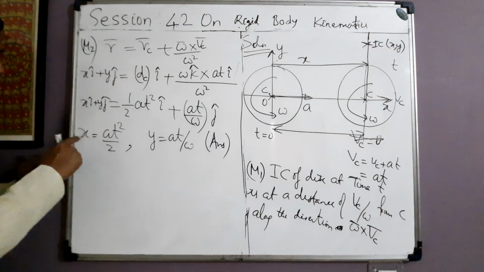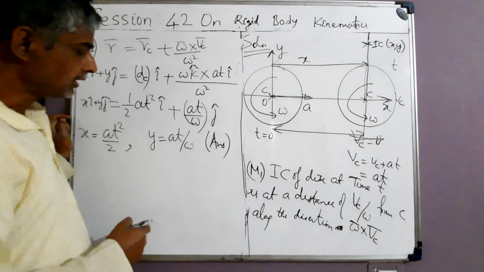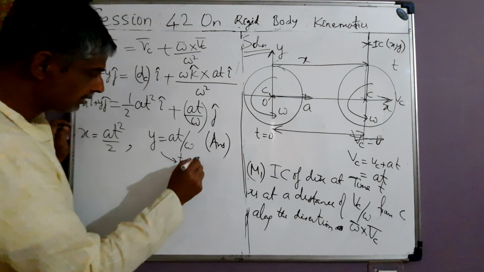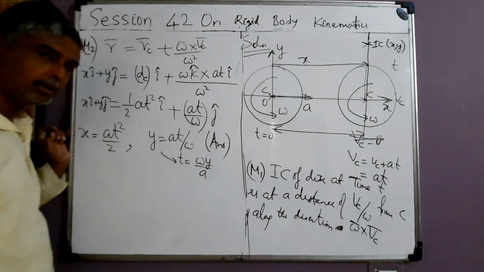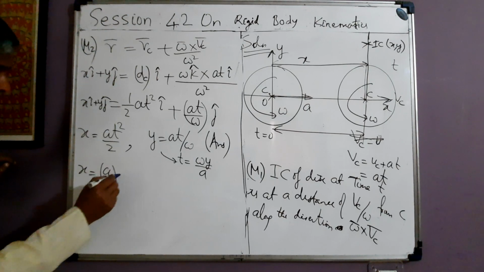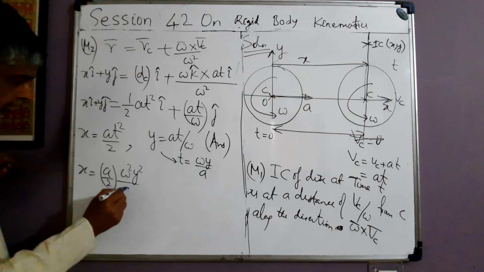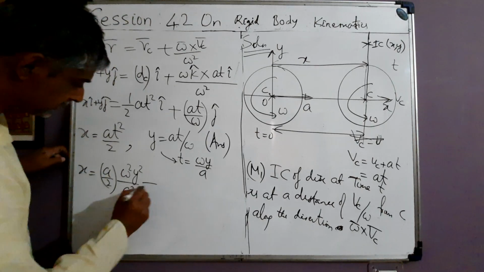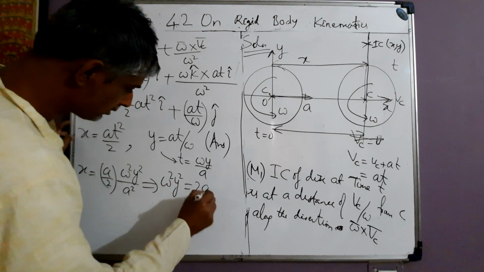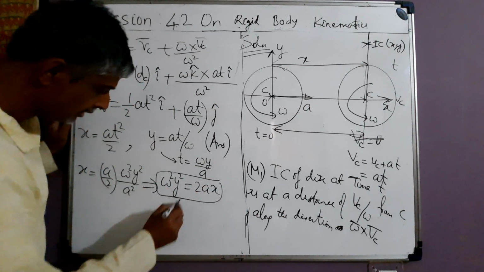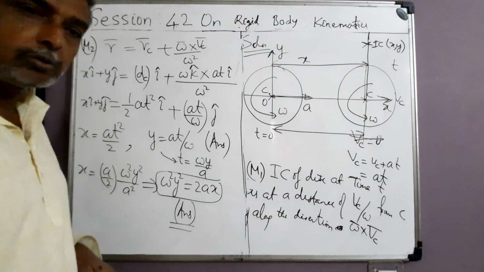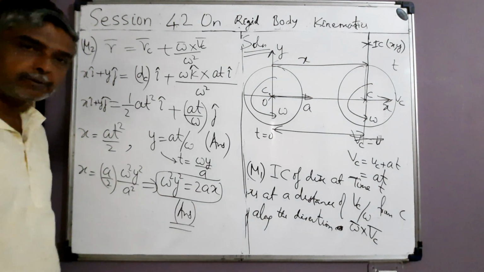Again we have to find the Cartesian equation of the locus of IC of the disk. That is, we have to find the relation between x and y. So we eliminate t from these equations. So t becomes omega y by a. This t I substitute here: a by 2 into omega square y square by a square. Omega square y square becomes 2ax, which is again the required Cartesian equation of the locus of IC of the disk with respect to the ground. It is seen to be the equation of a parabola.